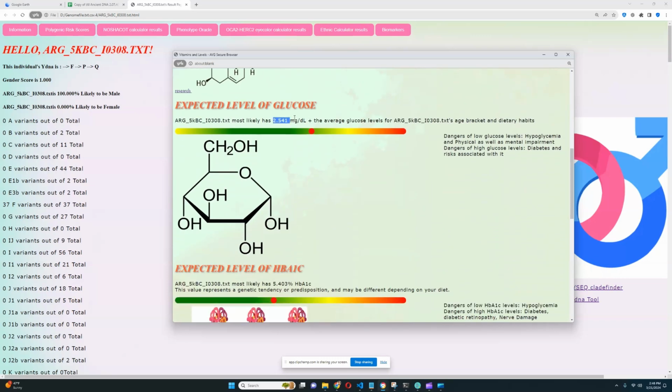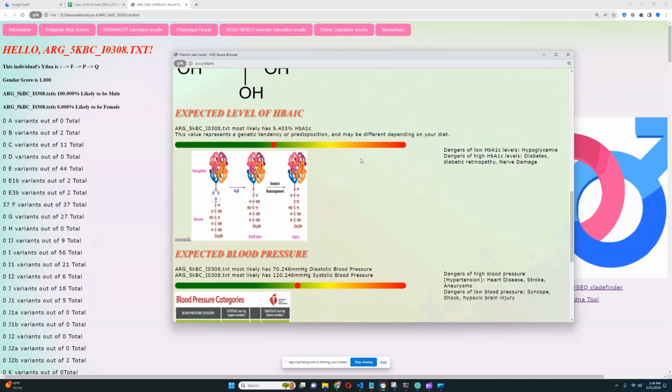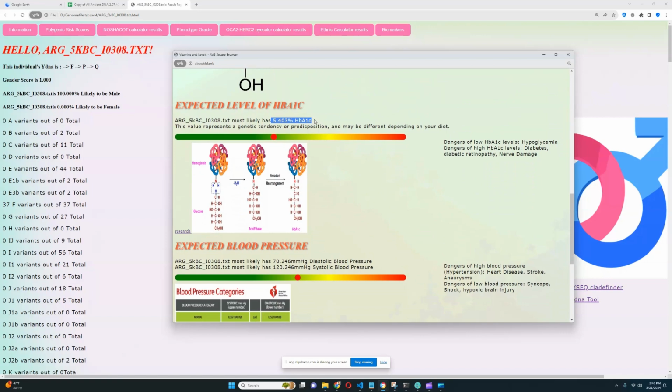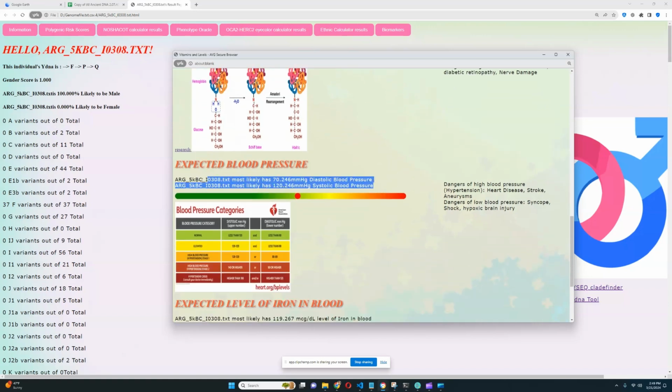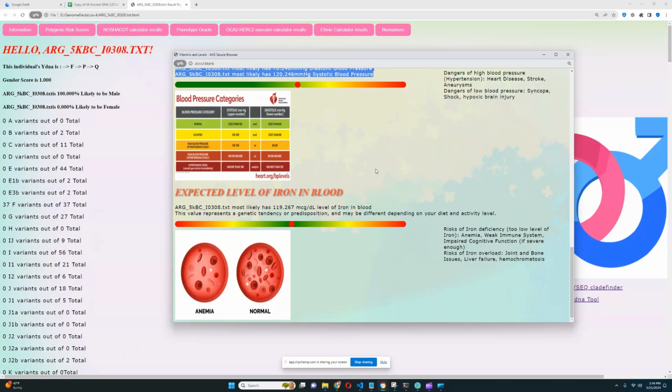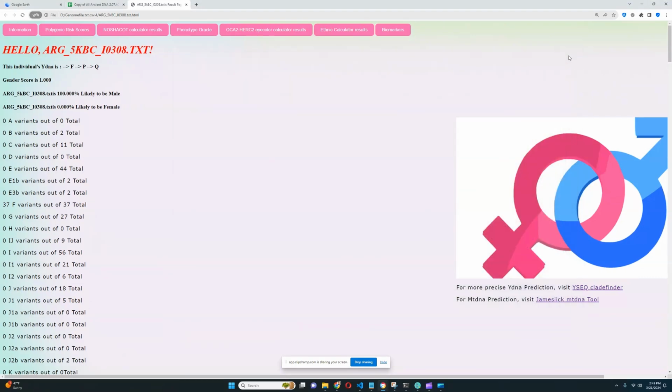He's scoring a slightly above average level for glucose levels, which is not that good. He's scoring a slightly above average level of hemoglobin. Once again, still very much in the favorable zone. Still, definitely no danger here. And he's got pretty much spot on average blood pressure, which is okay. And he's got pretty much spot on average level of iron in the blood, which is once again nothing too surprising or concerning about this result.